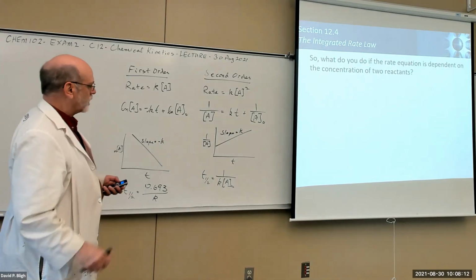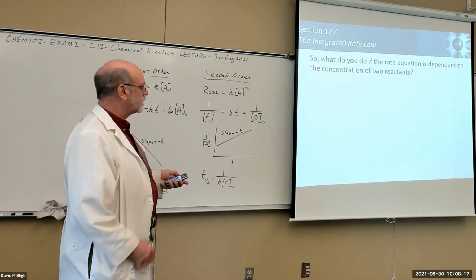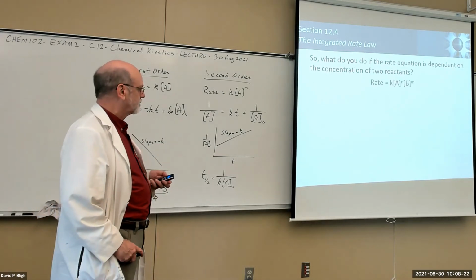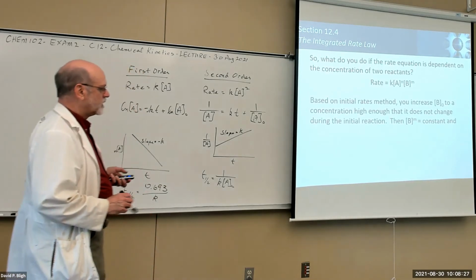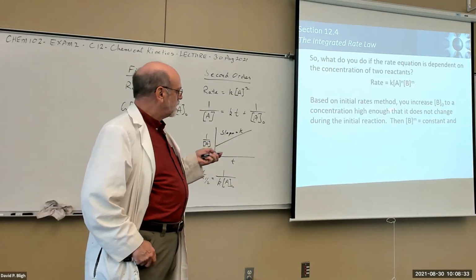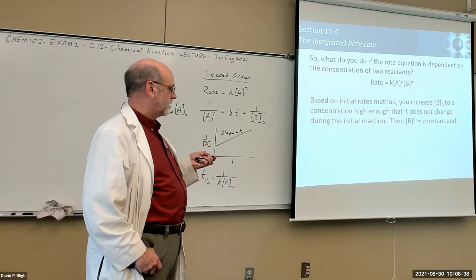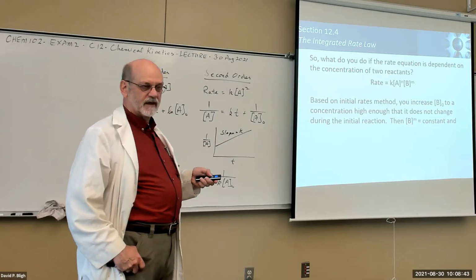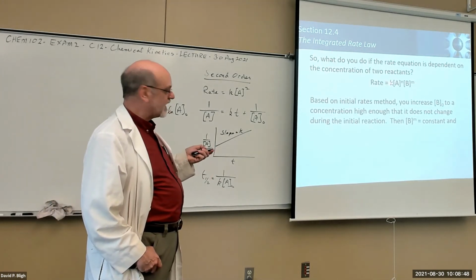All right, so I mentioned this earlier, so we don't have to spend a whole lot of time on it, but you have it in black and white. What do you do if the rate equation is dependent on the concentration of 2 reactants? Like this. In this case, we're going to increase the concentration of B to such a high concentration that it does not change during the initial reaction. In other words, B is constant. And if B is a constant, then we can incorporate B with K into a new constant.